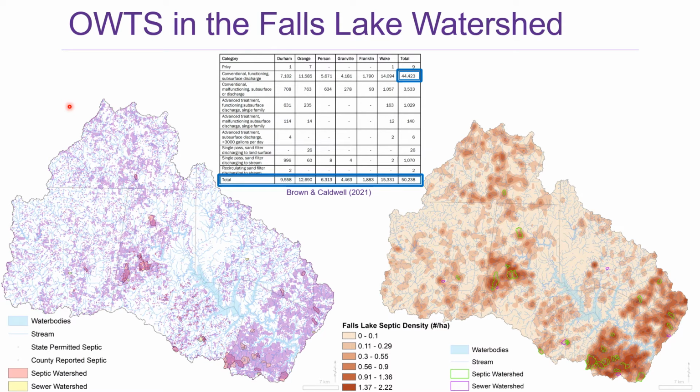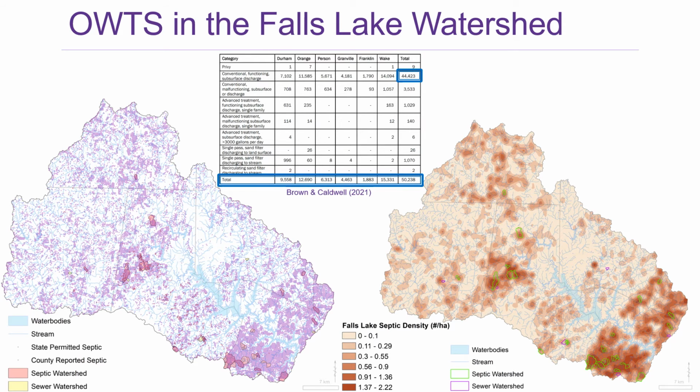watershed, and everywhere you see a purple circle or a red circle, that's indicative of a state permitted or a county reported septic system. So these are known and suspected locations of septic systems, and the map on the right is just a little bit simpler way to show the density. So it's a density surface based on these points, and everywhere you see those hotter red, darker red colors, that indicates a higher septic system density. The green polygons represent septic watersheds that we were actually monitoring, and the purple polygons represent the sewer watersheds that we were monitoring.